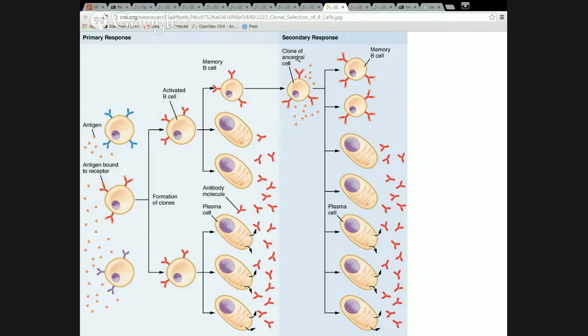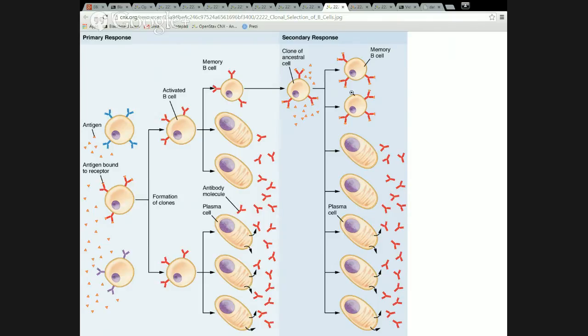Okay. Up here at the top, the first part that involves the initial formation of the clones and all of that is the primary response. That takes a little while, maybe a couple of weeks. The secondary response, which is the memory B cell becoming plasma cells and more memory B cells immediately, happens pretty quickly over the course of possibly days, maybe even shorter, depending on the particulars of the system.